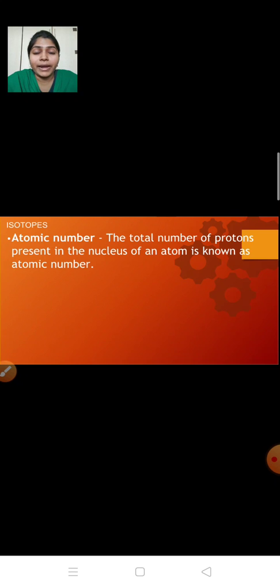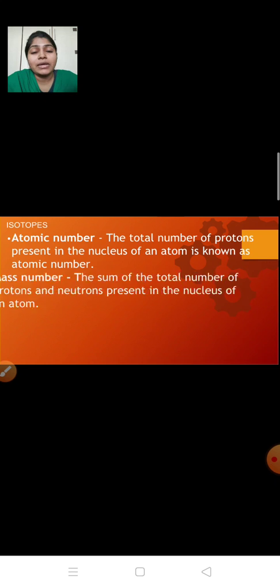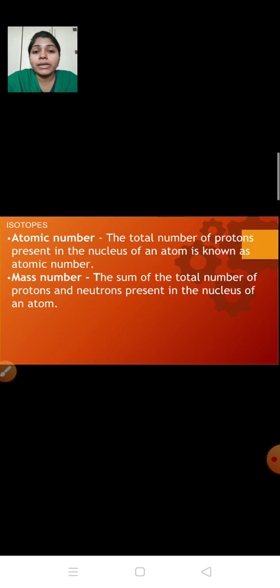So let's start. Now we have already learned about atomic number, right? Atomic number is the total number of protons that are present in the nucleus of an atom. We already know what is mass number, right? The sum of the total number of protons and neutrons present in the nucleus of an atom. Even proton plus neutron together we can call them as nucleon.